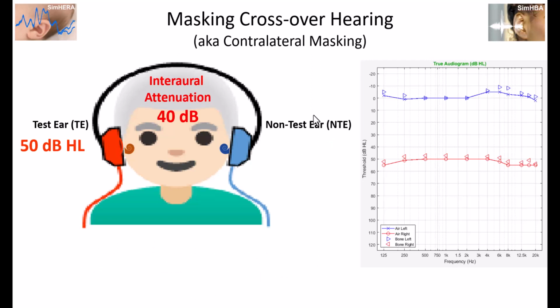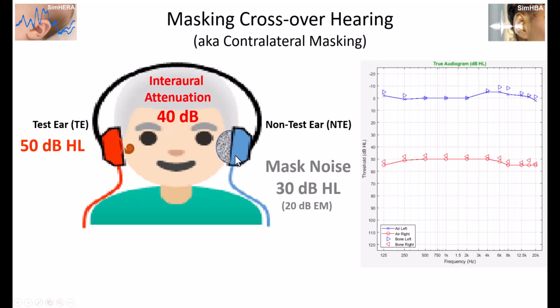And so in this case, we have that 50 dB HL in the right ear. This time we put in masking noise in the non-test ear, in that left ear. We are putting in 30 dB HL of masking noise. This, for this patient, which we'll see later on, is 20 dB of effective masking. So that's that 20 dB EM. Now in SimHEAR you can put it as dB HL masking or dB EM masking.